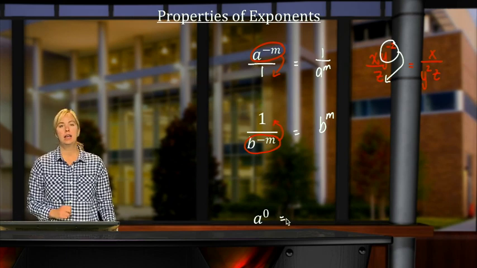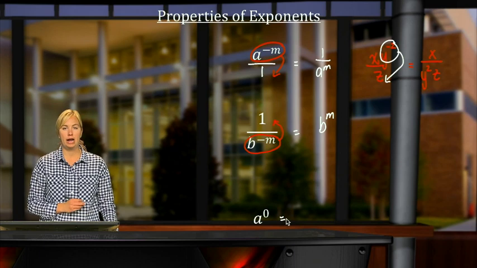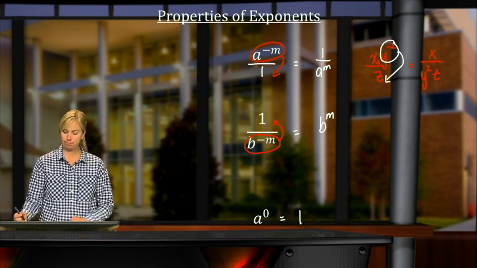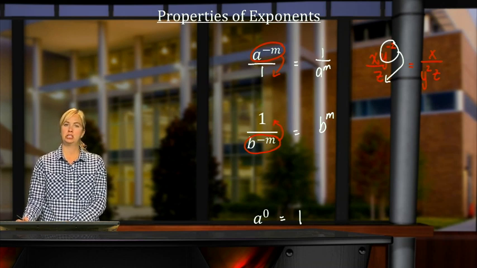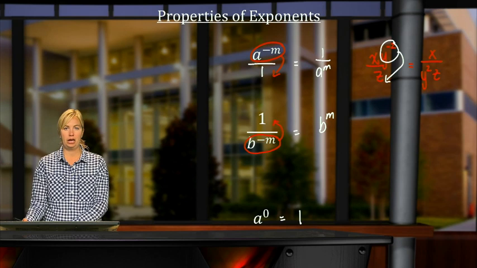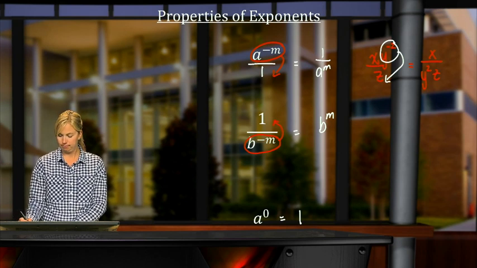And lastly, the zero property for exponents: anything raised to a power of 0 is 1. Now there are proofs and justifications for these properties. I'm not going to go into those in this video, but if you're interested, you can research those on YouTube.